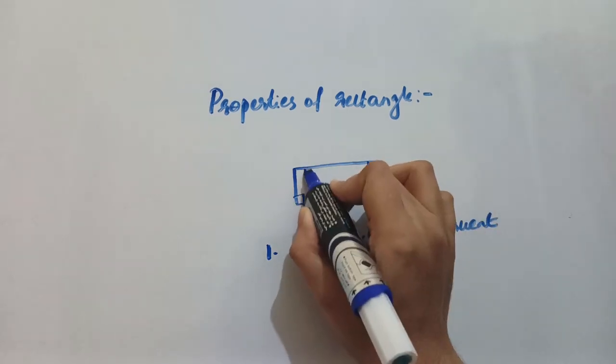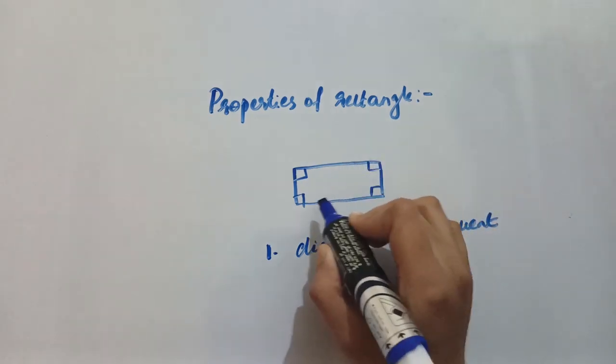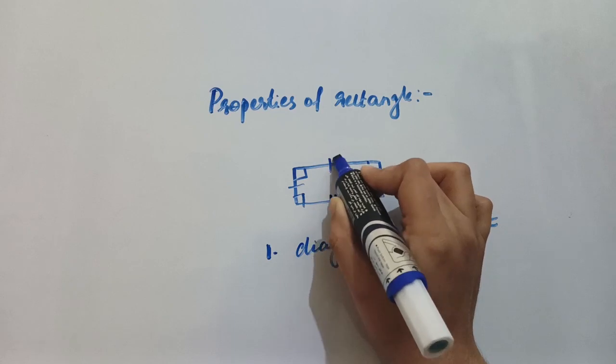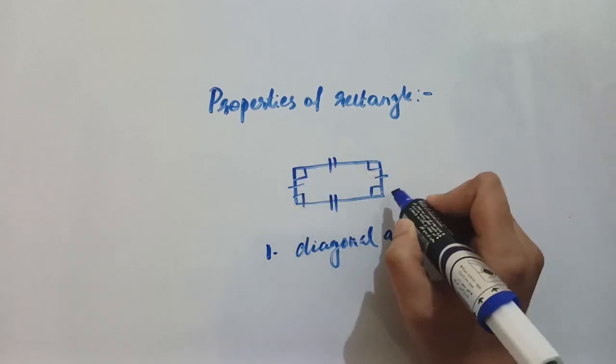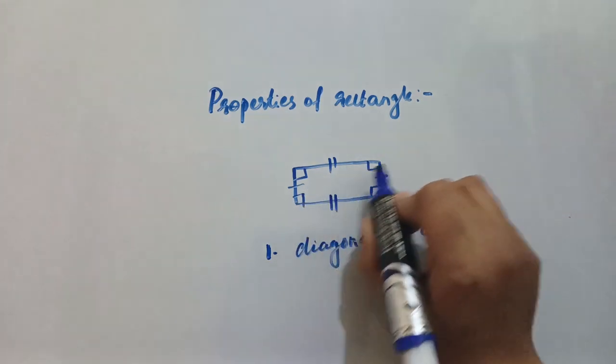Here, in this rectangle, all 4 angles are 90 degrees. Opposite sides are congruent and parallel. Diagonals bisect each other. Also diagonals are congruent, that is, diagonals are equal.